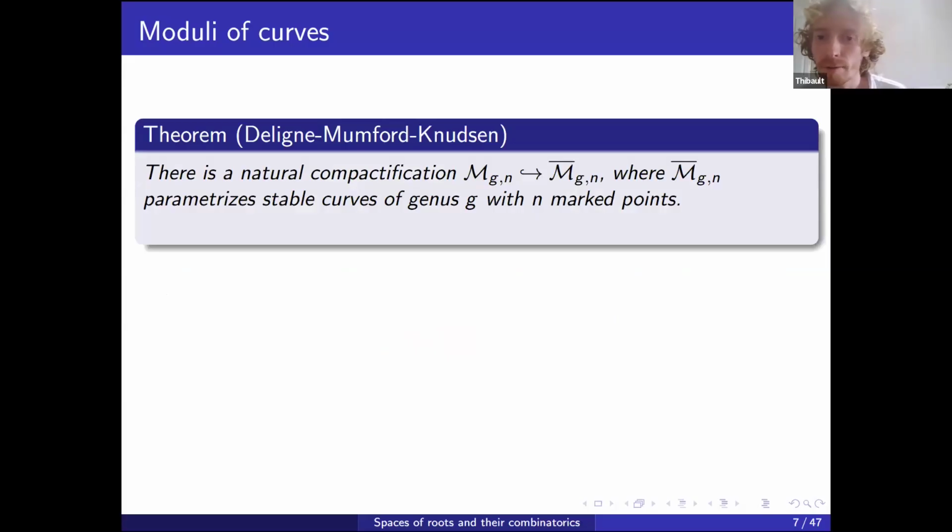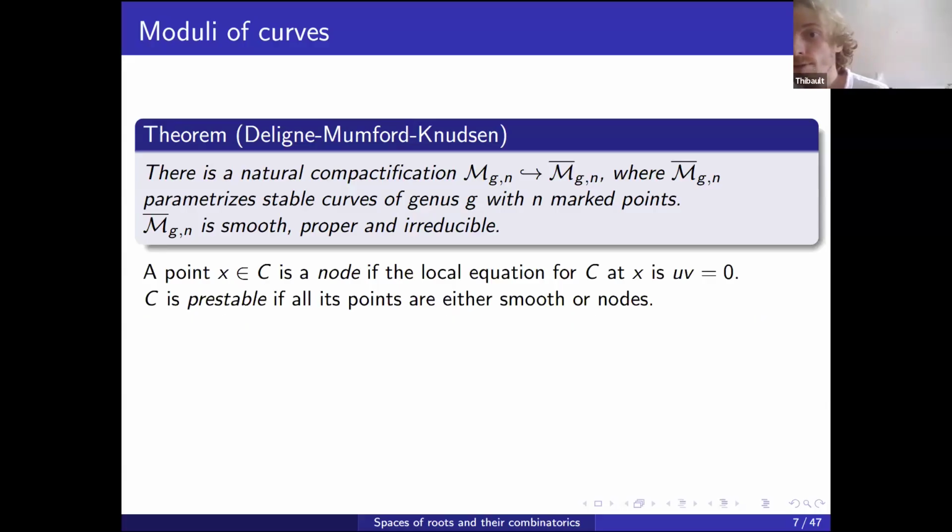Fortunately, this has been done for MGN. Deligne, Mumford, and Knudsen proved a while ago, in the 80s, I think, that you can compactify MGN by another parametrizing space. And this one parameterizes curves that are allowed to be a little bit singular. They're called stable curves. And it keeps a lot of the good properties of MGN. It's still smooth, it's still irreducible, but now it's also proper.